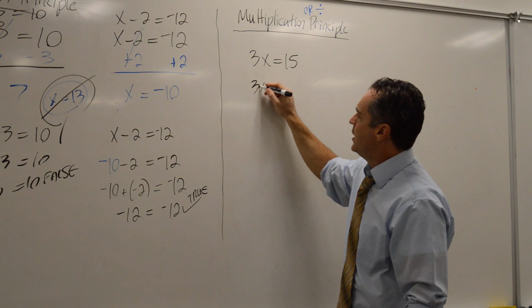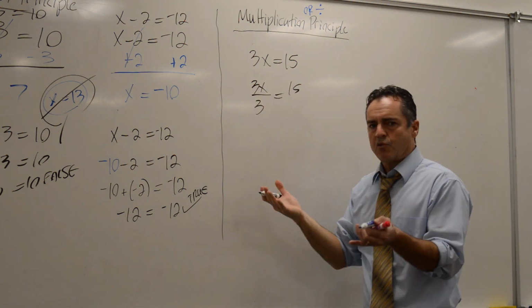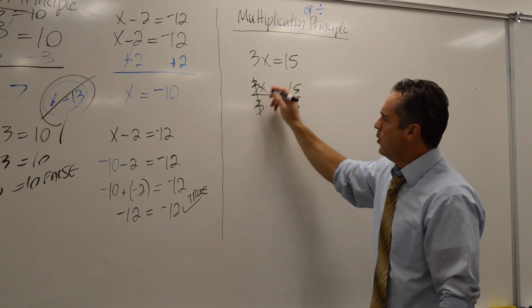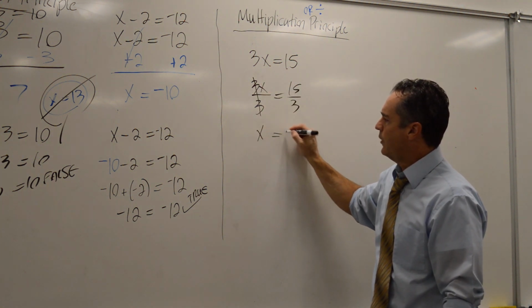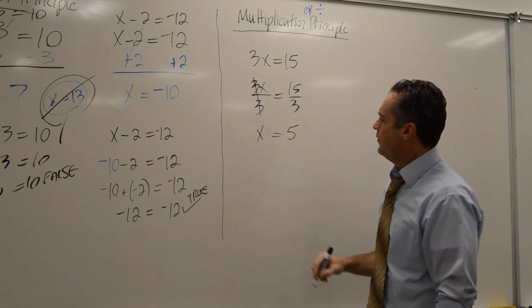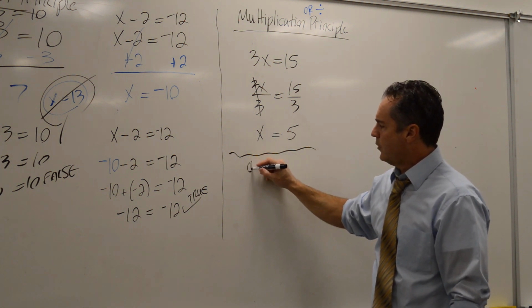Opposite of multiplication is division. Whatever you do to one side, balance rule, we must do to the other side. 3 divided by 3 is 1. 1 times x leaves you just with x. X is now alone. 15 divided by 3 is 5. What you did in your head, we just did with algebra. We can check our answer.